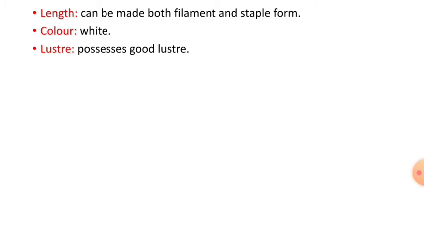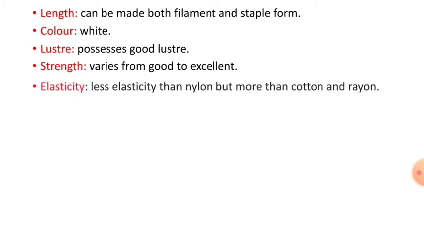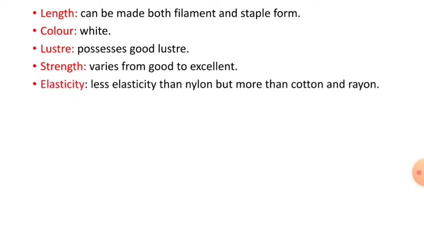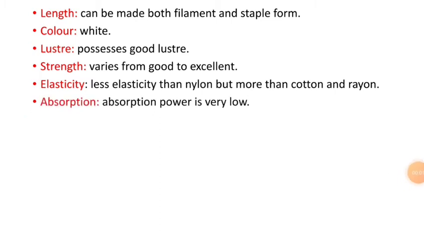Polyester possesses good luster which can be adjusted to desired brightness or dullness. Its strength varies from good to excellent. Elasticity. It has less elasticity as compared to nylon but more than cotton and rayon. Next is absorption. Absorption power of polyester is very low, so it dries quickly.